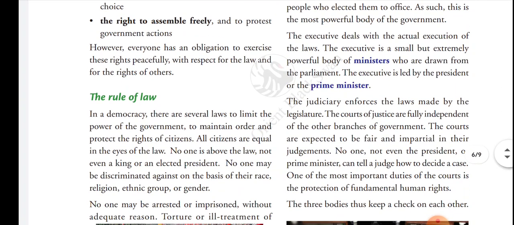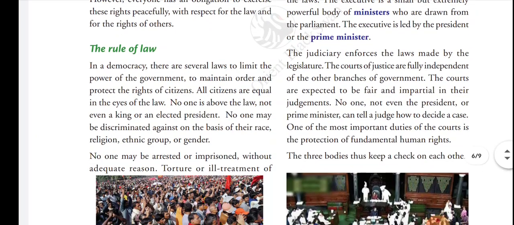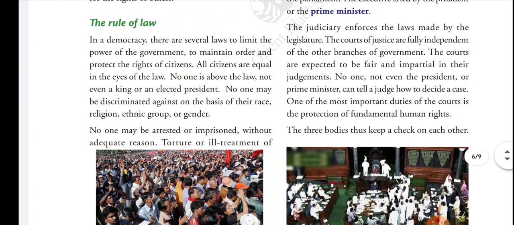The next is the executive. The main function of the executive is to implement the laws. This is a small body but very powerful. All the ministers are included in the executive, and it is led by the president or the prime minister. The next is the judiciary.